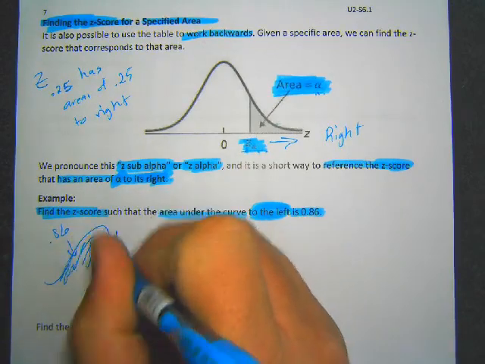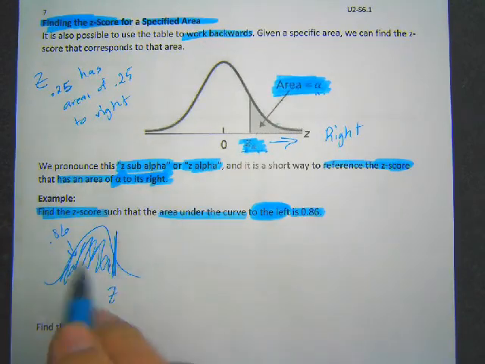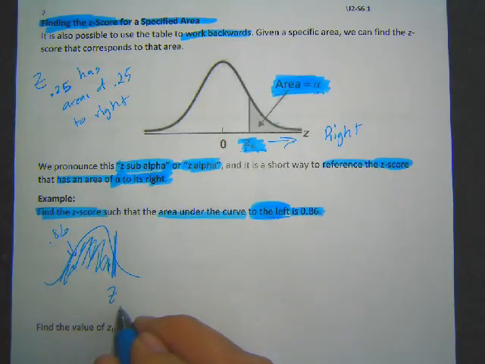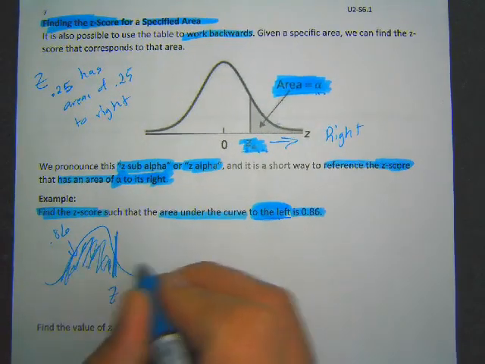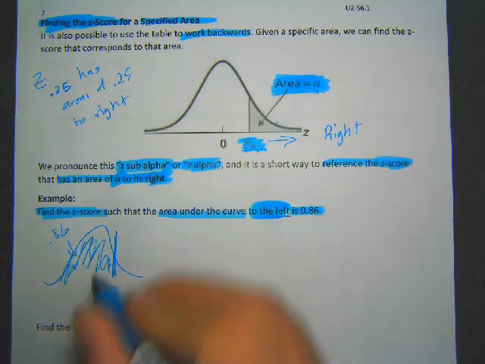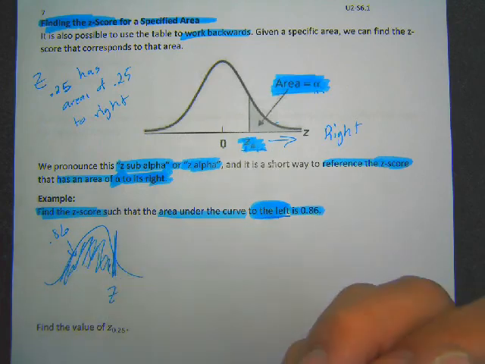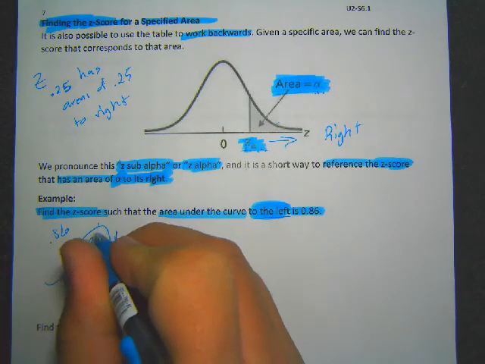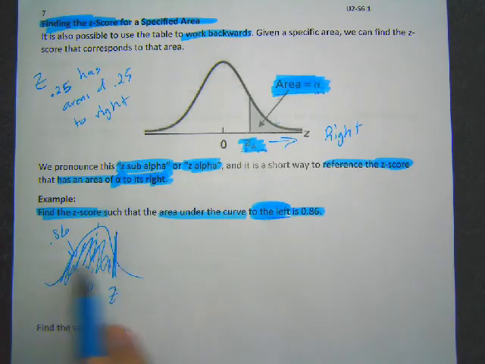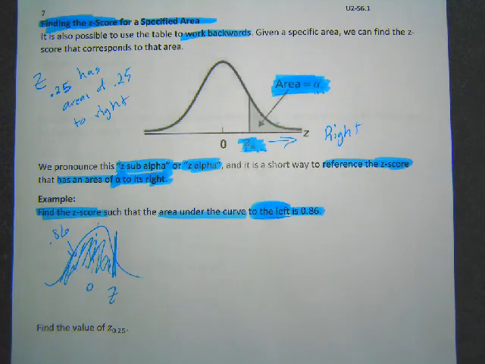We're looking for the z-score with 0.86 to the left. So I'm not going to call this z sub 0.86 because it doesn't have 0.86 to the right, it has 0.86 to the left. So we're looking for that z-score. Notice, first off, that this z-score is going to be positive, because we know that 0 is in the middle and has 50% on each side. Well, this one has 86% to the left, so it's going to be more than 0 because it has more than 50% to the left.